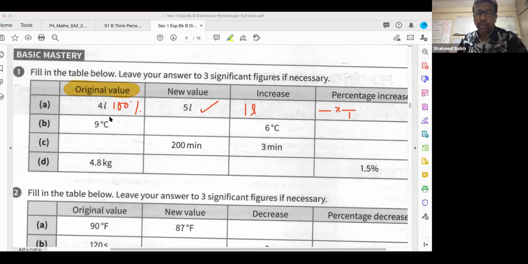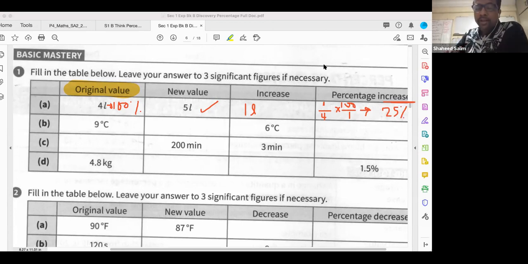Now, what is the ratio? This is the ratio. 4 liters is 100%. What do you want to find? You want to find the increase, this 1. Put the 1 down here. What's the ratio that you know? 4 liters, 100%. Put 4 down here. Times 100. What will you get? You get 25%.